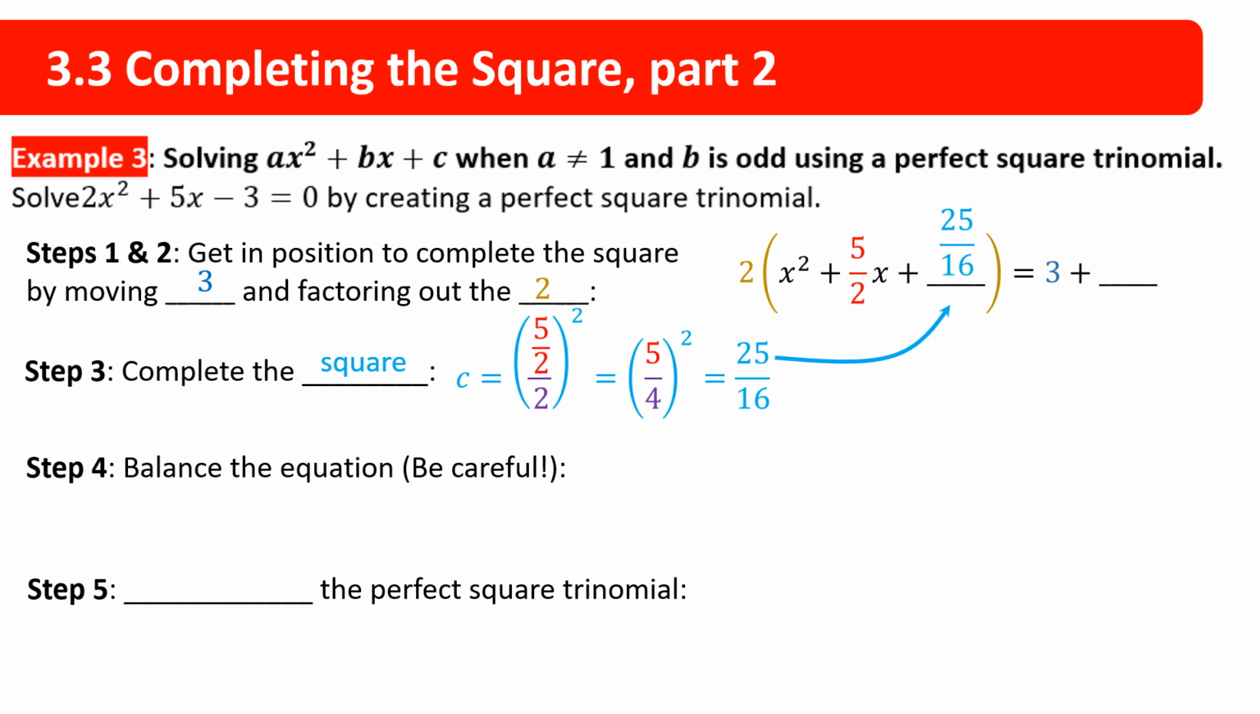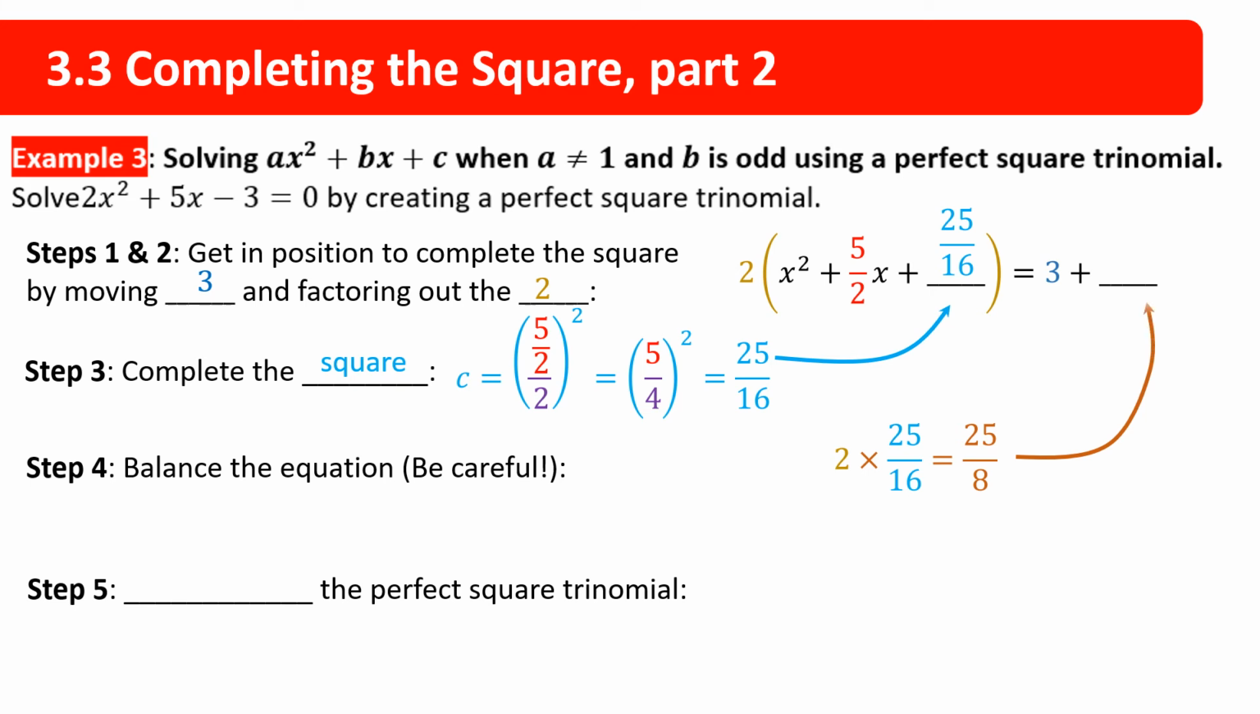But remember, if we're going to try to balance the equation, we're going to have to add on the right. We've added on the left, we now have to add on the right. But what did we add? We added 25/16 times 2. Pay attention to the 2 on the outside.